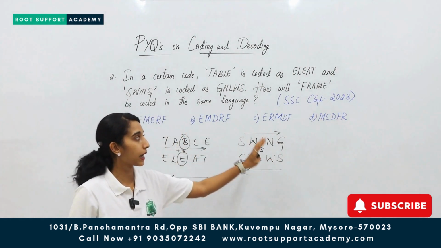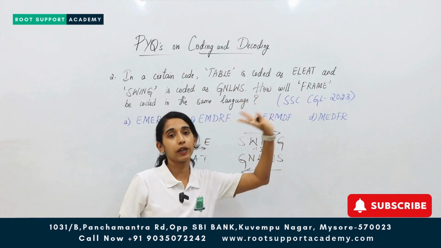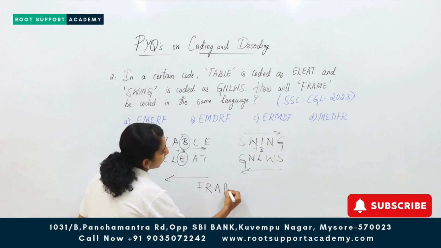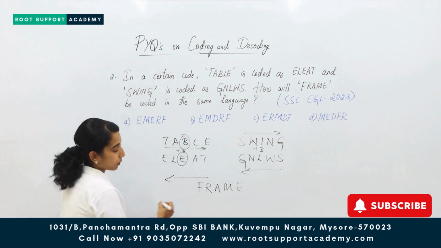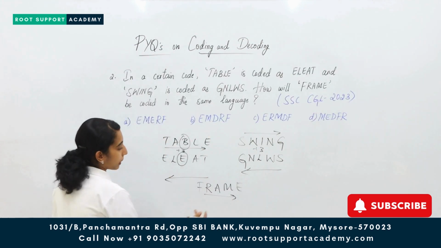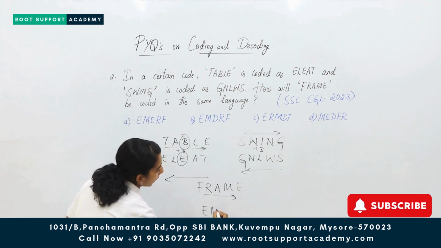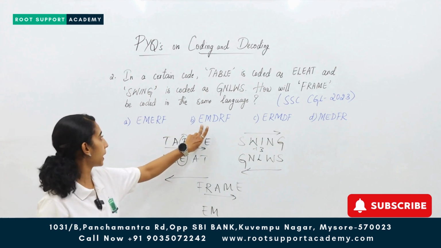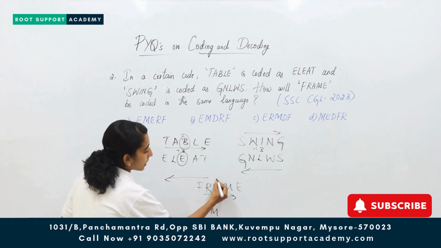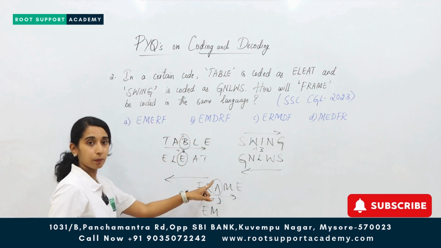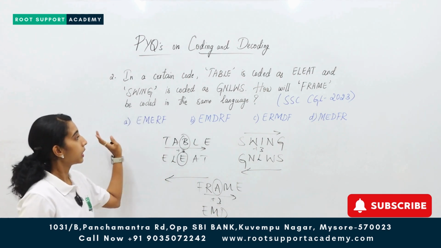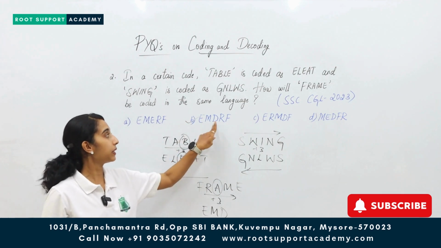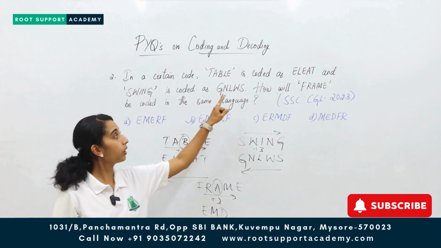So using the same method, now we have to find how FRAME will be coded in the same language. Let me write FRAME. Backwards, this is the forward. So backwards, first what shall I write? EM. Options with EM, these two options. Next, A plus 3. A has the number 1, plus 3 gives D. Instead of doing the rest, you can directly go with option D. EMDRF will be the code for FRAME.